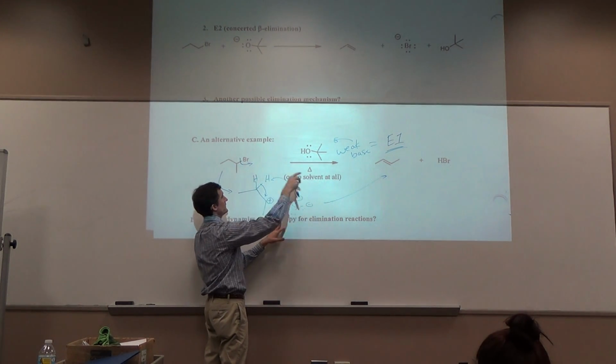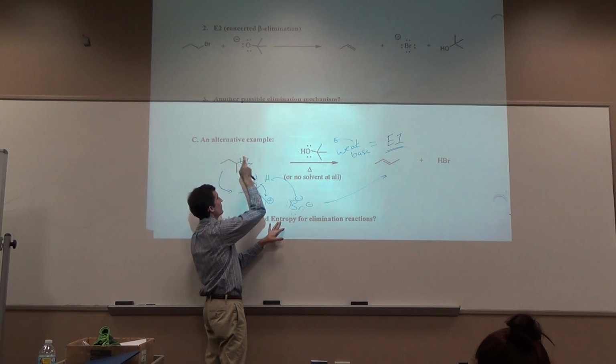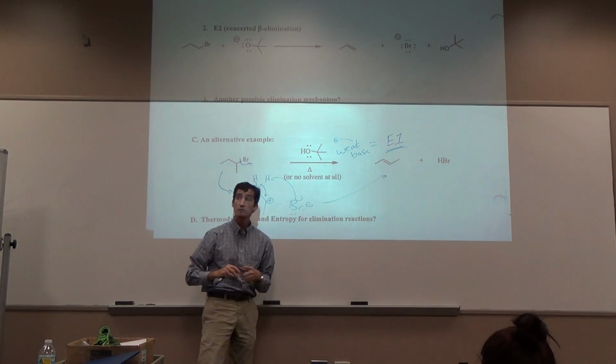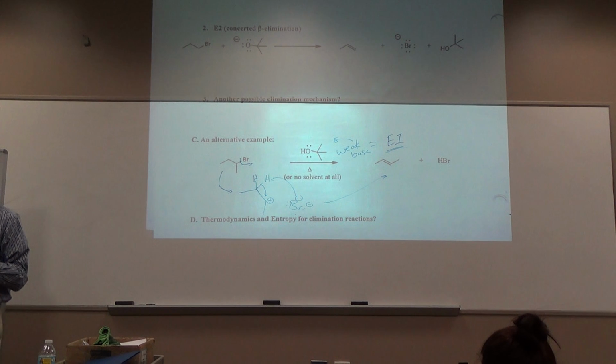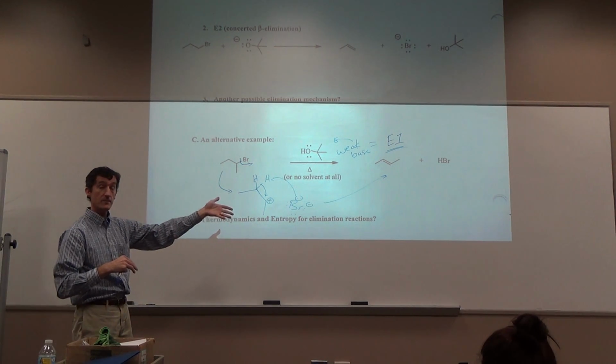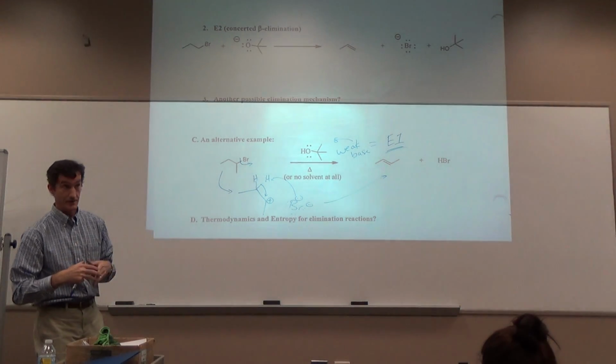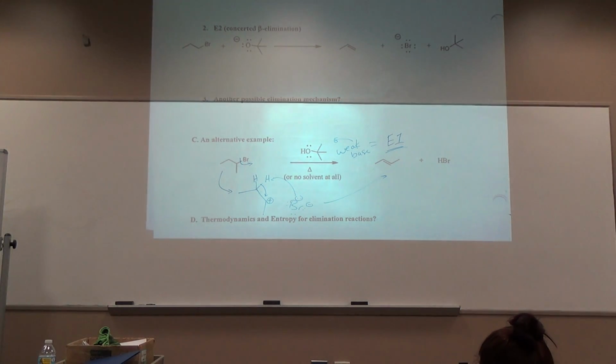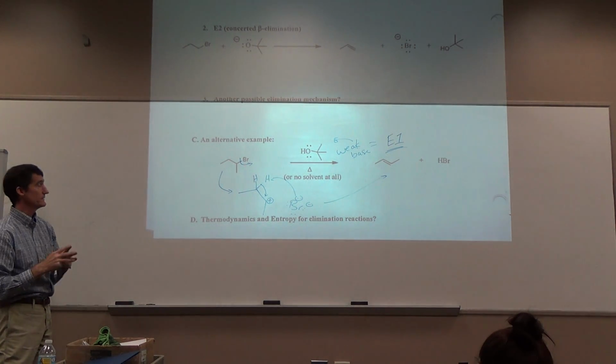Entropy. Is this driven by entropy? Yes. One molecule going to two. Eliminations are driven by entropy. Since it's driven by entropy, is heating going to make them go faster or slower? Faster, because in your free Gibbs equation, temperature magnifies which term? Entropy term. So if entropy is favored, how do you make it even more favored? You magnify it by increasing the temperature. So you heat these things and they'll eliminate.